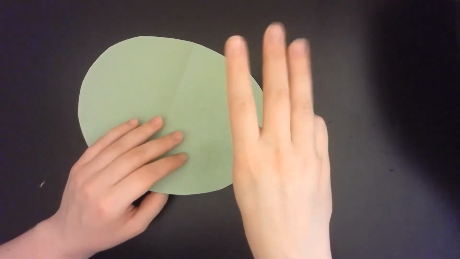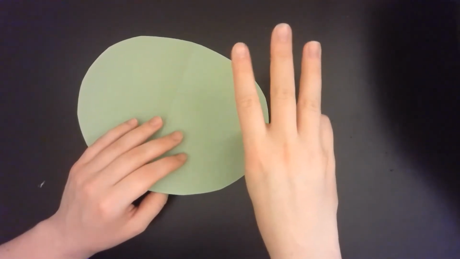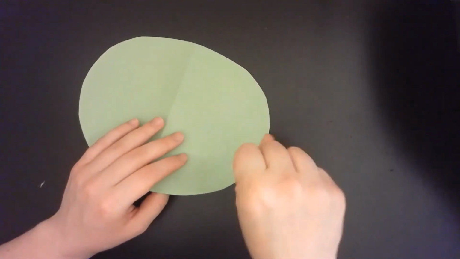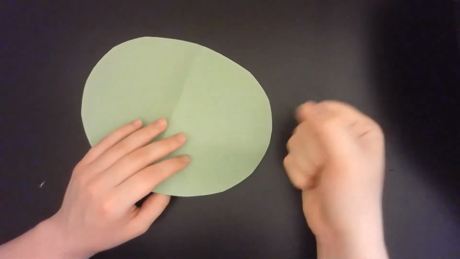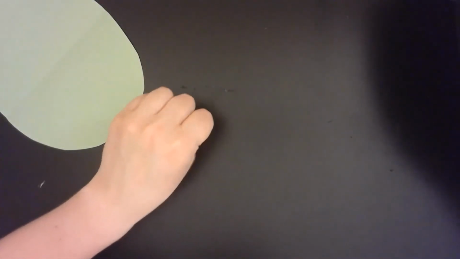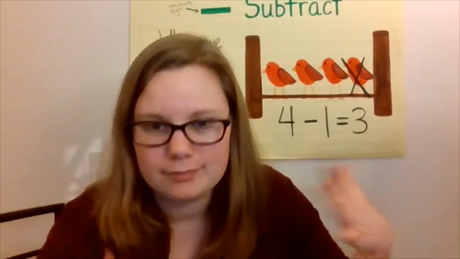Let's see. Let's use my fingers now. I have 3, and then I take away 3. 1, 2, 3. If I take away 3, how many am I going to have left? 0. I have none left. So 3 take away 3, I have 0 or none, because there's no fingers standing up and there's no counters.